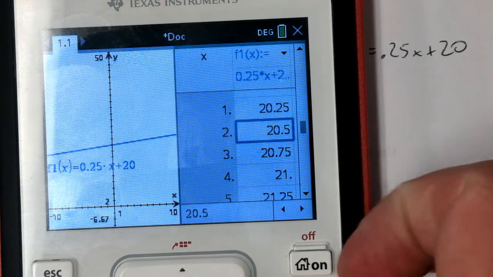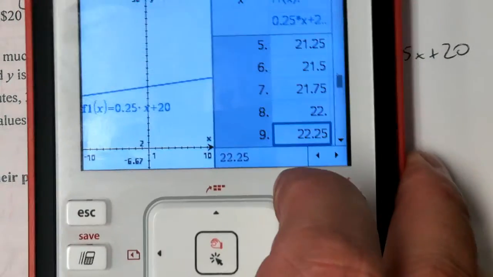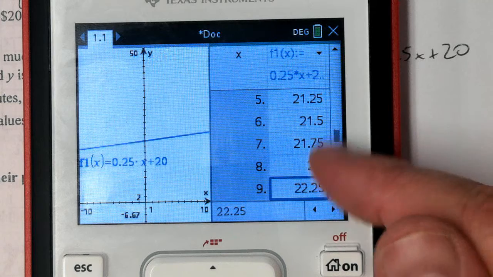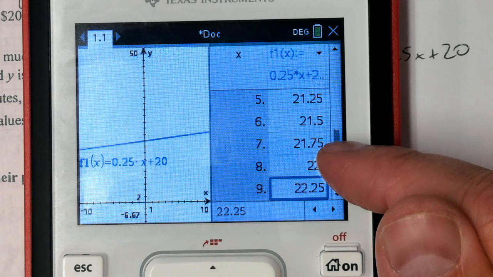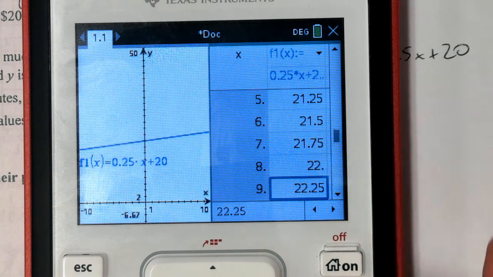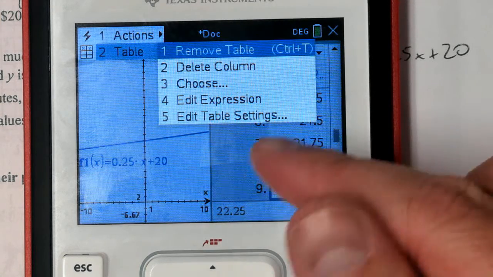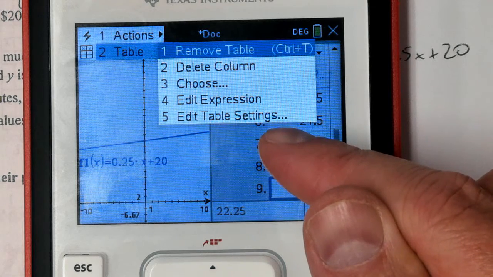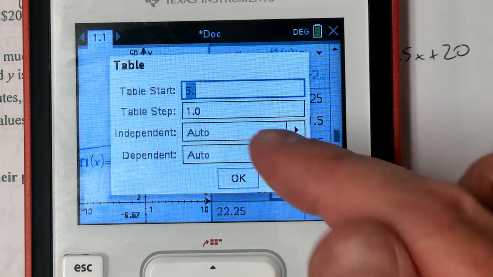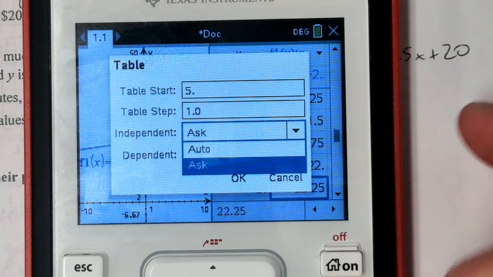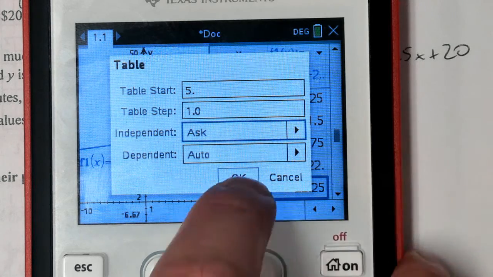And you can just scroll down, but it's going to take a long time to get to 300 minutes. So what you may want to learn, I know this is probably the first time in my class to say this, you may want to learn how to change your table to just be in Ask mode. So what you do is you press Menu, Table, Edit Table Settings, and then change this from Auto to Ask. So you would change your independent to Ask.